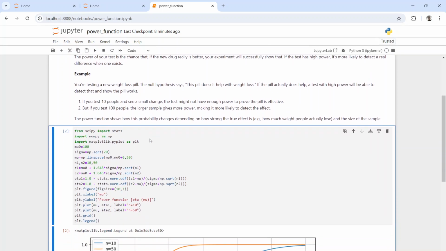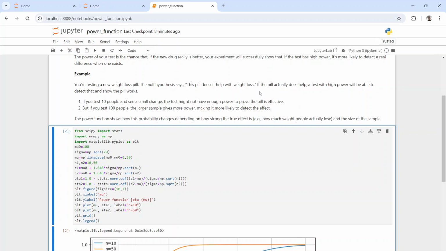Let us consider one example for this case. Suppose you are testing a new weight loss pill. The null hypothesis says that the pill doesn't help with weight loss. If the pill actually does help, a test with higher power will be able to detect and show the pill works.